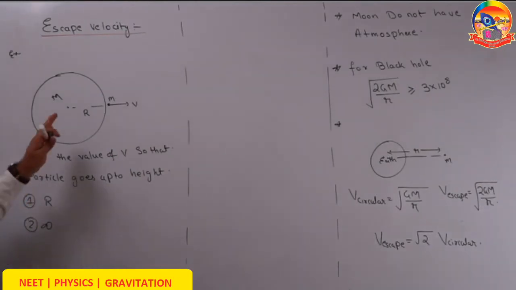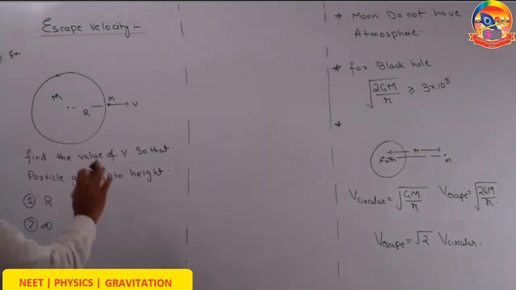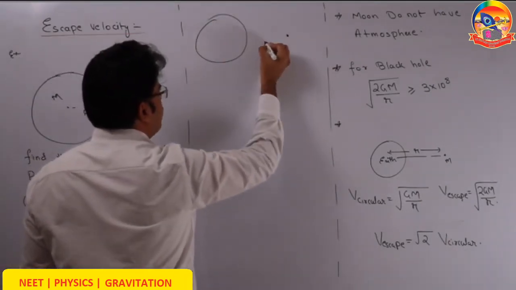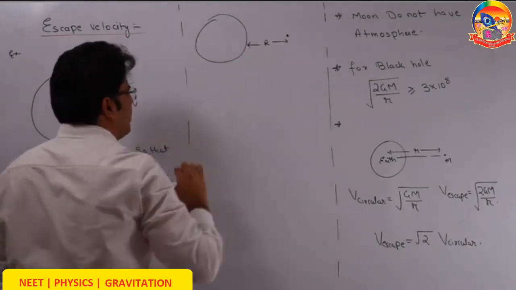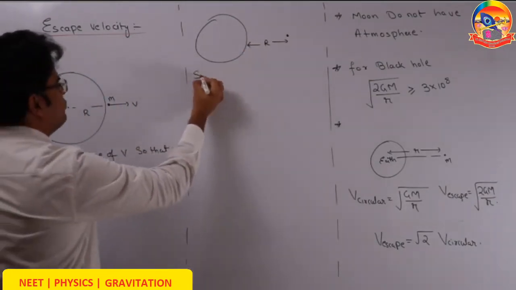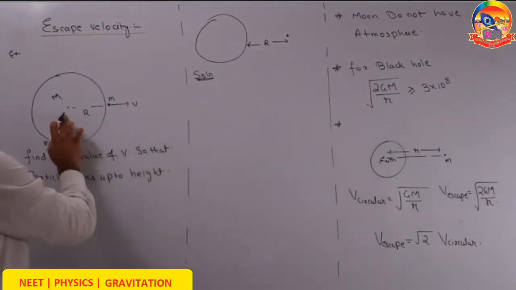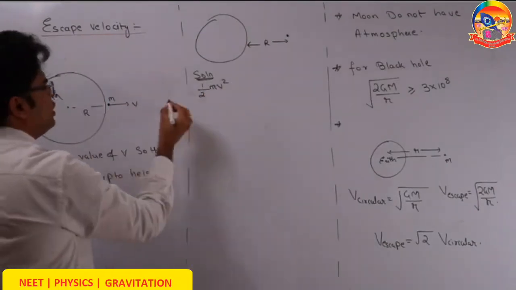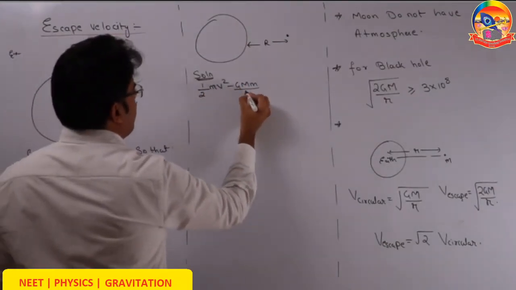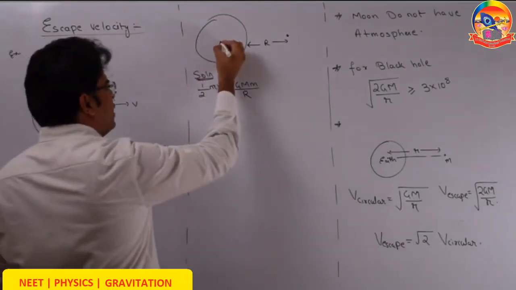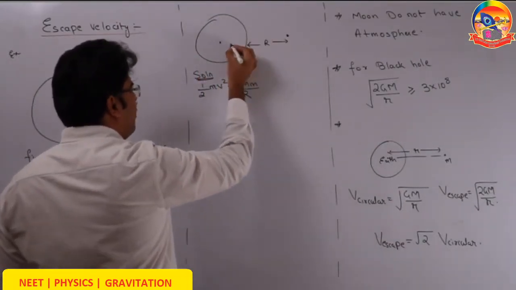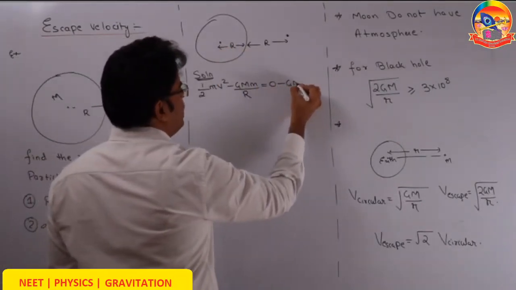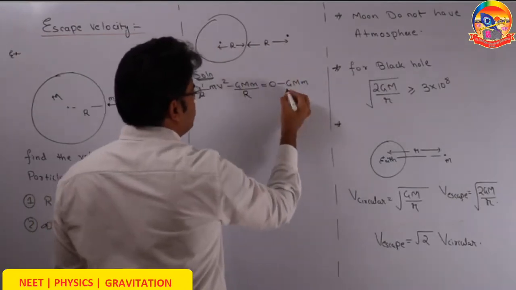We can use here the same phenomenon, mechanical energy conservation. If this particle goes up to a height R and then stops. Then for the solution of part 1, we will say initial kinetic energy, half mv square, plus initial potential energy, minus GMm by R, equals final kinetic energy. After reaching a height R above the surface of Earth, its kinetic energy is 0, plus final potential energy, minus GMm by the distance from the center of Earth, which becomes 2R.